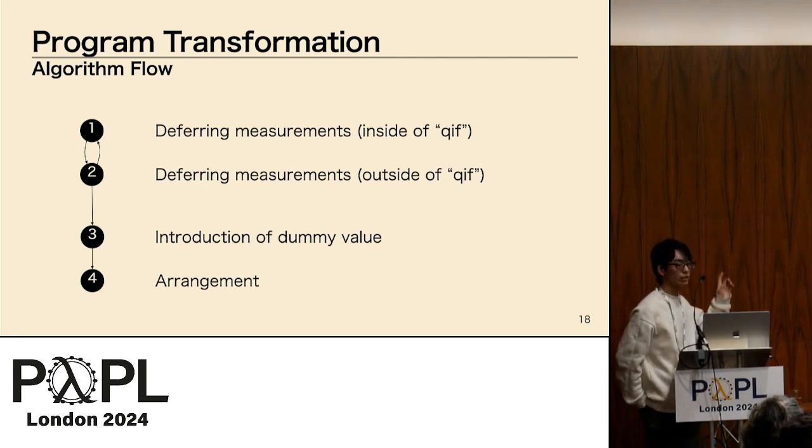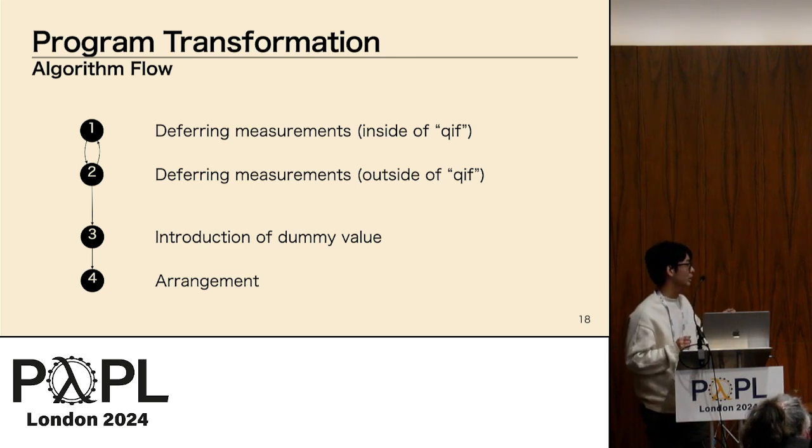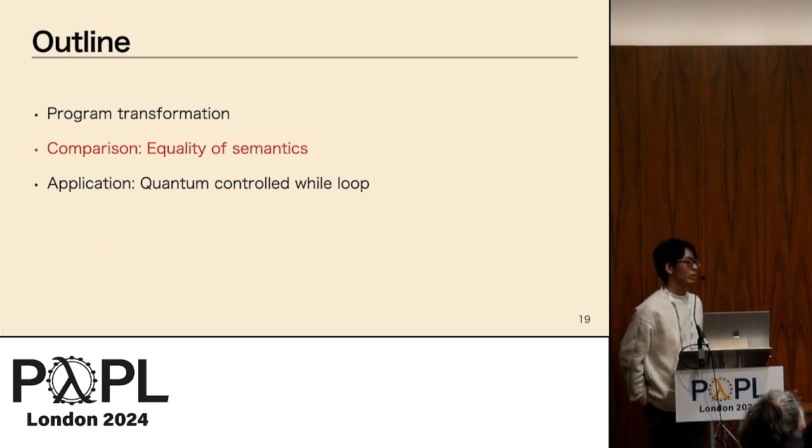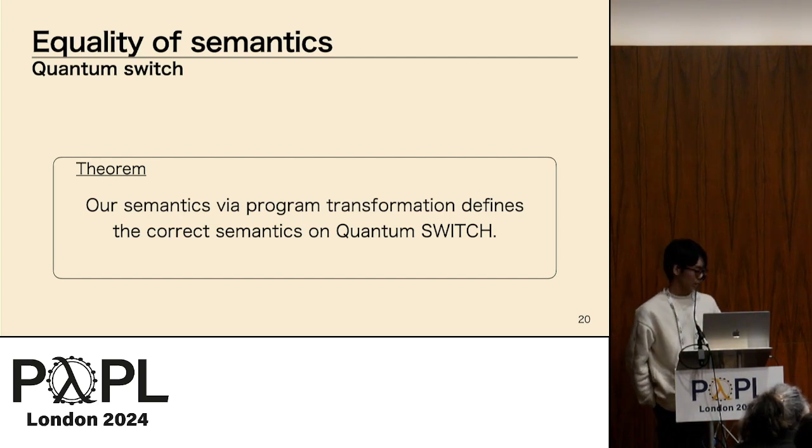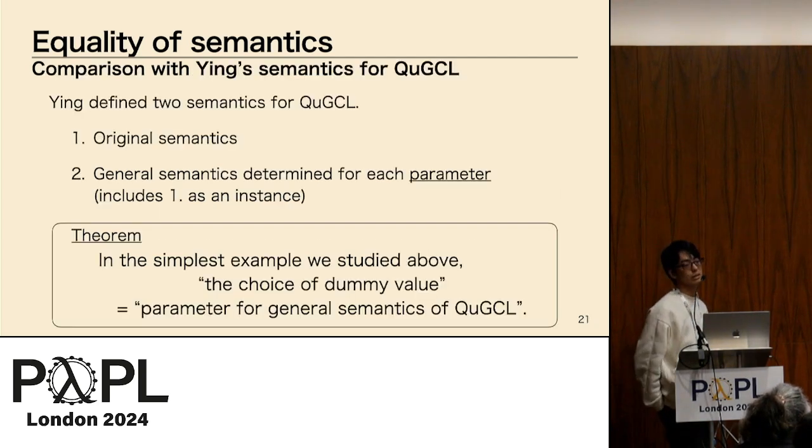This whole algorithm is quite simple, and the resulting program has an obvious implementation as a quantum circuit, which means that applying this algorithm, we get a quantum circuit, so we know how to compile a program into a circuit. Right, so we did a slightly weird thing. So what do we get as a semantics? First of all, this algorithm works well with quantum switch, which means that our semantics by this transformation technique defines the correct semantics on quantum switch. That's good.